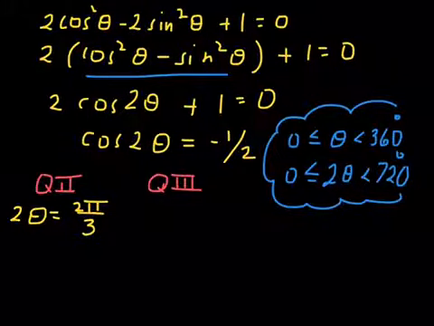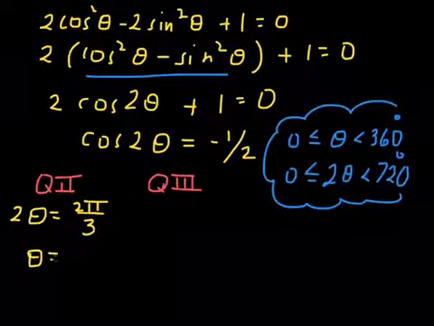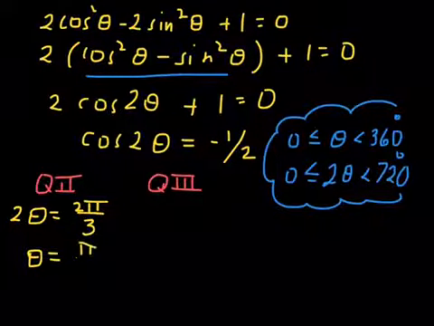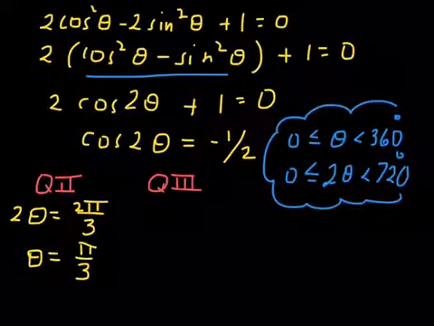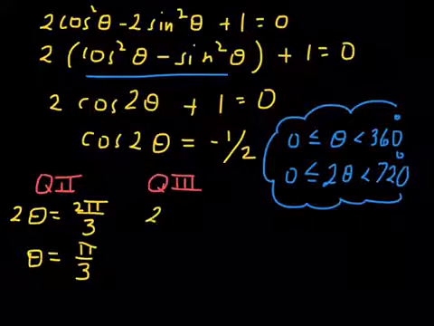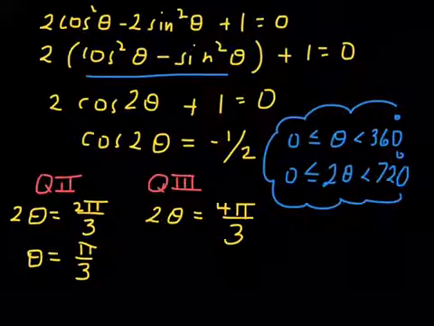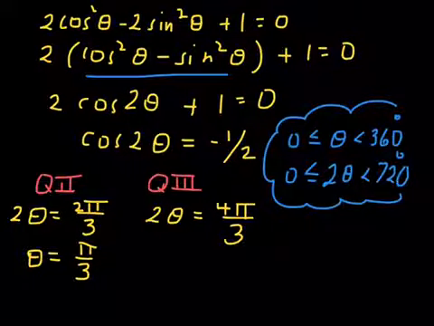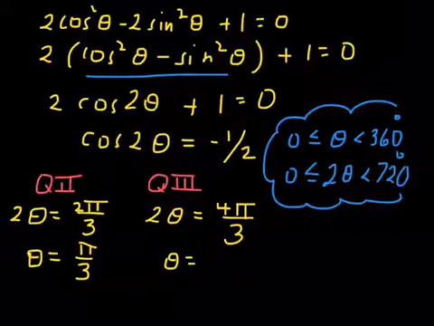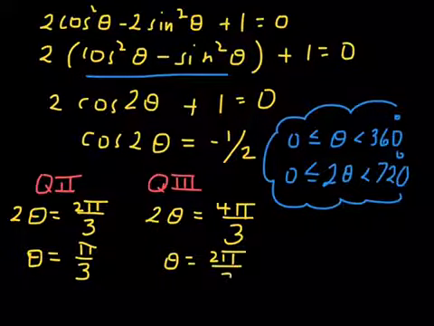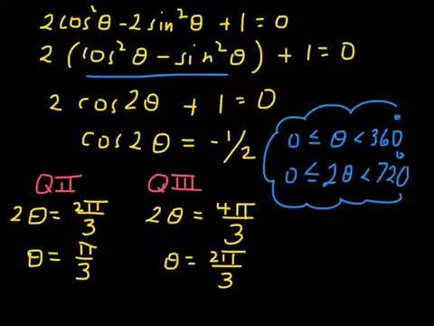Divide both sides by 2, and you'll get theta would be pi over 3. Cool? For quadrant 3, your substitution for 2 theta would be 4 pi over 3, right? Check your unit circle. Cosine of 4 pi over 3 is also negative 1/2. Divide both sides by 2, and you'll get theta is 2 pi over 3. Cool? Those are 2 possible solutions for our theta value.